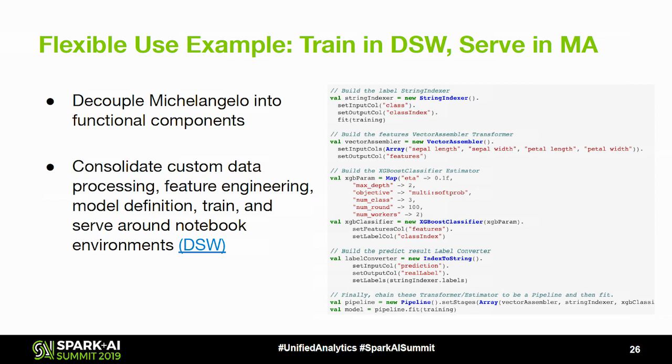Another use case that we see a lot is that we have different environments within Uber. One of the more popular ones is a Jupyter Notebook environment called DSW, which I think we gave a talk about at Spark Summit last year. A lot of data scientists like to do experimentation in the notebook environments, and they try out different transformers and indexers already provided in Spark, but they also want to add custom ones.